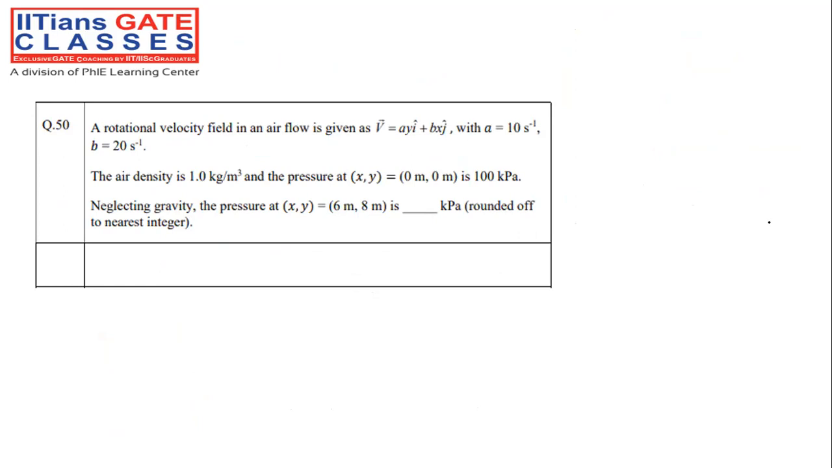A rotational velocity flow field is given in the problem, something like V equal to ay i plus bx j. That means it is a two-dimensional flow field in which the constants a and b have been given. The air density has been given in the problem. They are asking what is the pressure value at the location x equal to 6 meter and y equal to 8 meter, right? And we have to round up to the nearest integer.